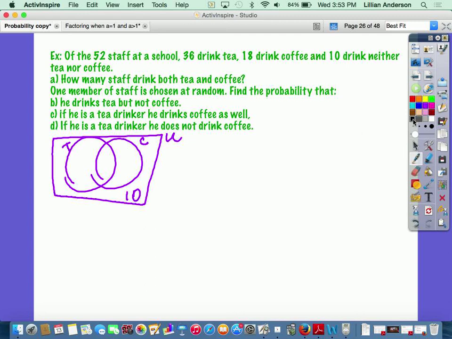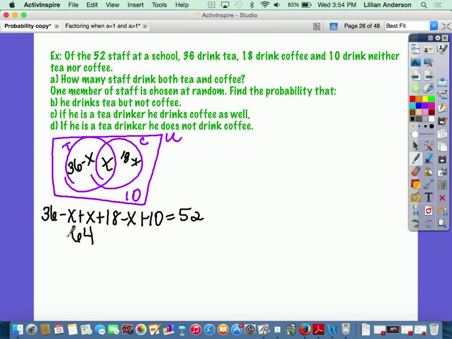Now we don't know how many drink both. So we're going to label that X, and then those who drink just tea is going to be 36 minus X, and those who drink just coffee is going to be 18 minus X. Now if you recall from the other day, to find out X, we just add up all these parts and set them equal to the total, which was 52. And then we saw 36 plus 18 plus 10. That all adds up to be what? That's right, 64. Negative X, X, and negative X gives me negative X equals 52 minus 64.